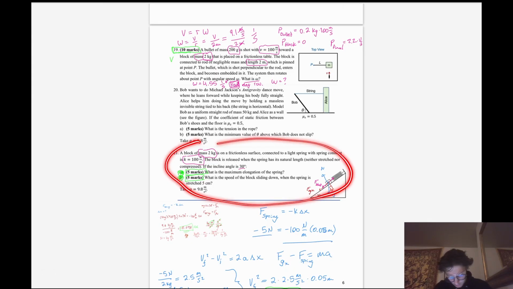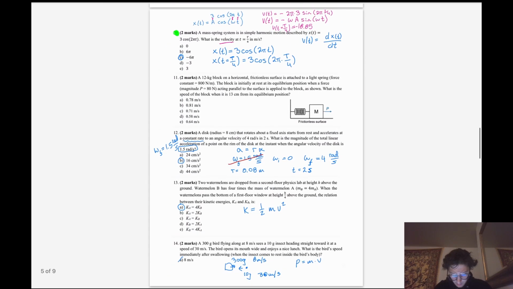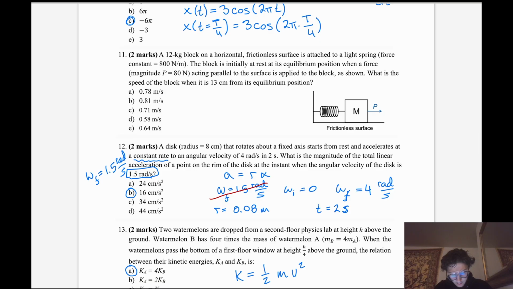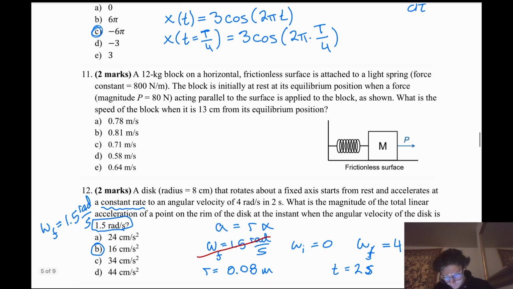It was this problem here, huh? Was it this? Yeah, we did something like this. The speed of the block, we use this. Okay, I think we could do the same thing here, huh? Maybe we can. So what is the speed of the block when it is 13 centimeters from equilibrium? So the delta x is equal to 13 centimeters, which is 0.13 meters, right? Mass is 12 kg, and then k is equal to 800 newtons per meter.